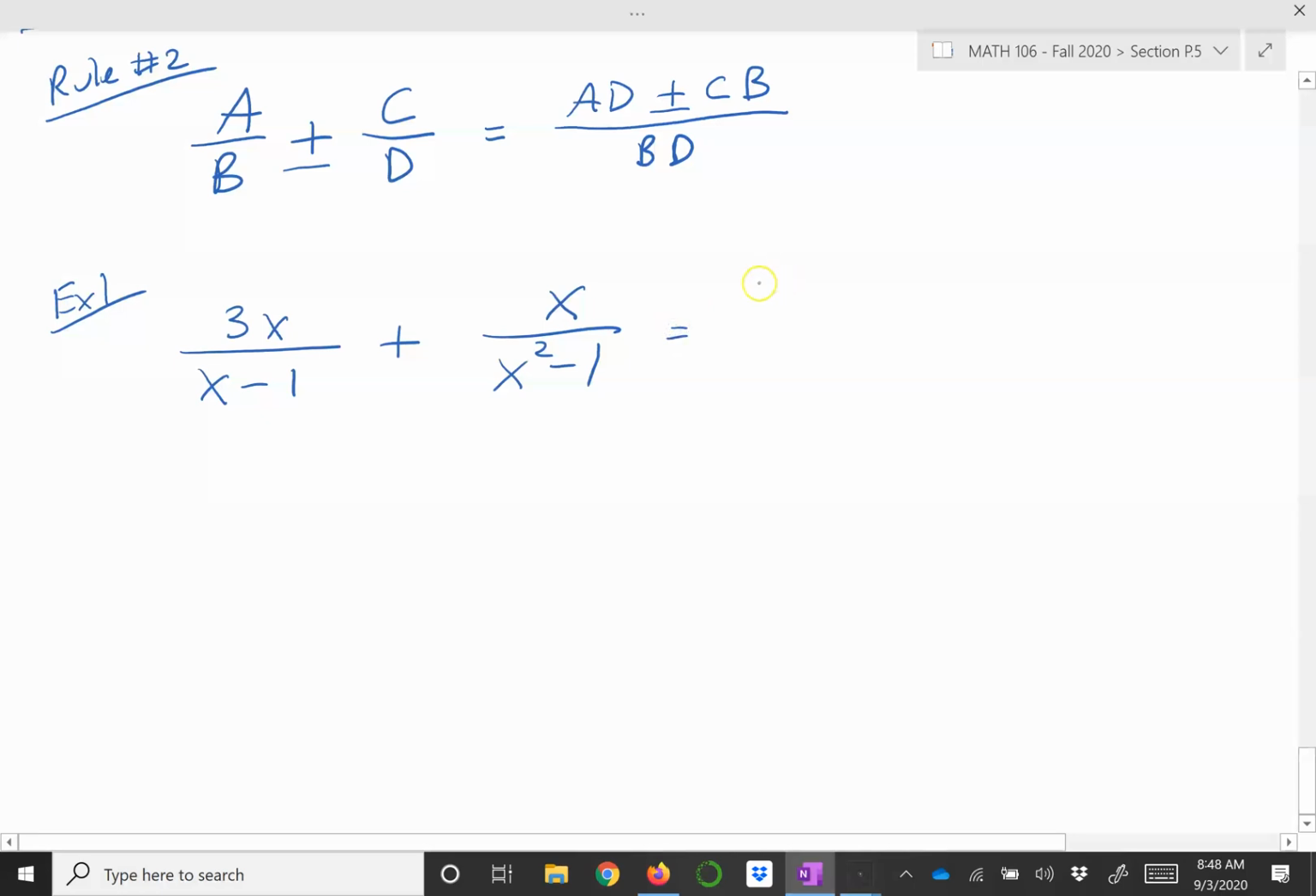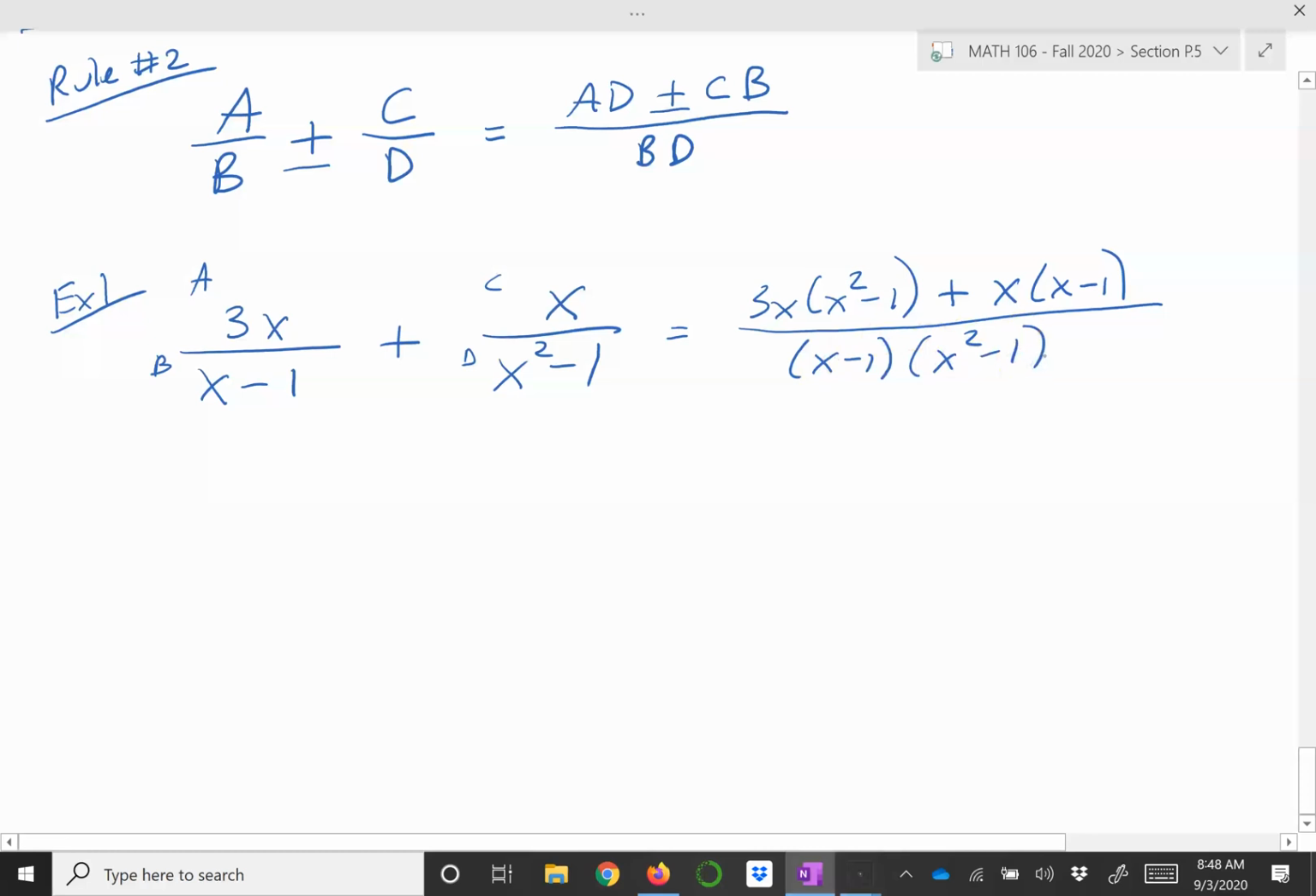We're going to have, remember, we're going to do a times d. So here, I'll throw these letters here just so you know what we're looking at. So there's a, b, c, and d, right? So the first thing in our formula is a times d, so we're going to do 3x times x squared minus 1. And this is addition. C times b, x times x minus 1. And then it's going to be all over b times d, or x minus 1 times x squared minus 1. Okay.